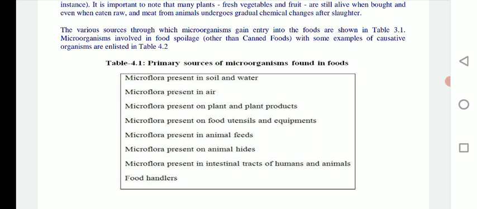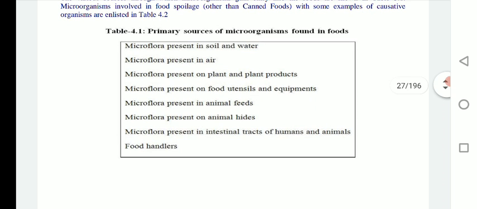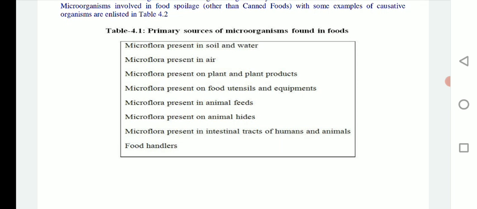So first is microflora present in soil and water. You know soil and water are the largest reservoir of microbes, and through soil and water microbes can easily transfer to the food stream. So these are the main sources from where microbes can enter. Then microflora present in air. Here also we carry out all the processes of food, like cooking and cutting and other things, and washing in open air. So definitely microbes can enter through air into the food stream.